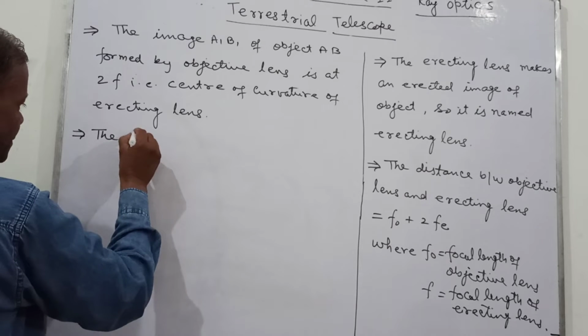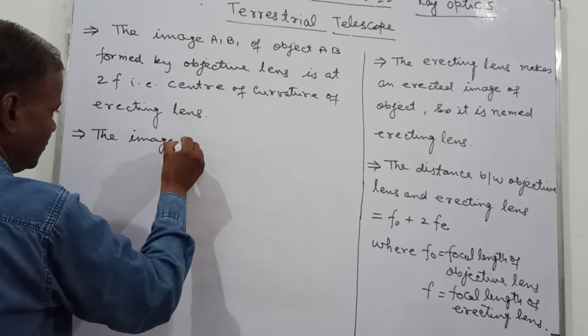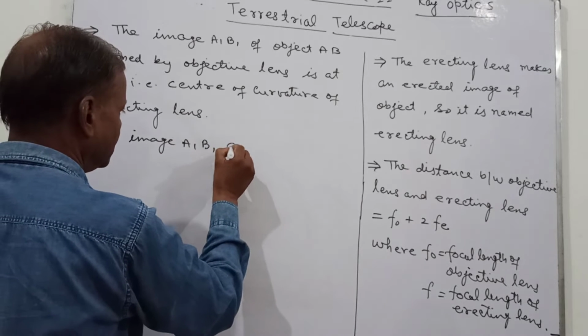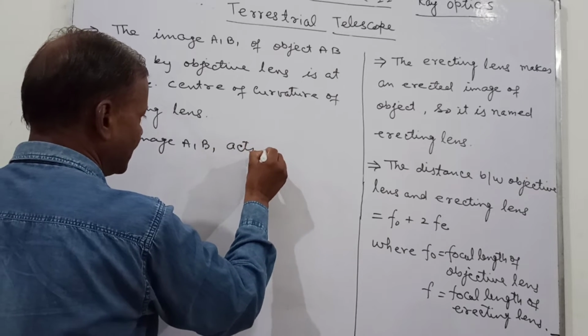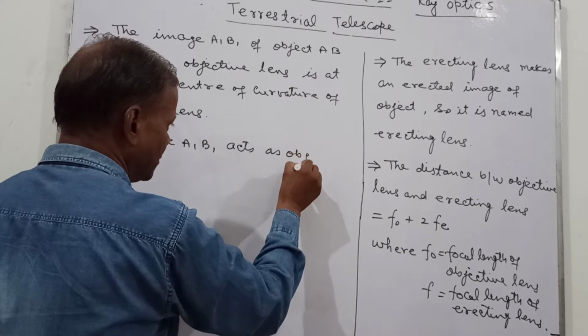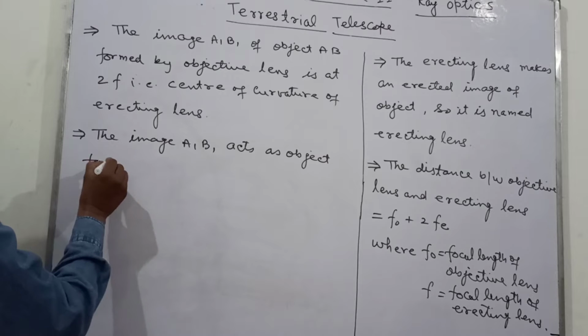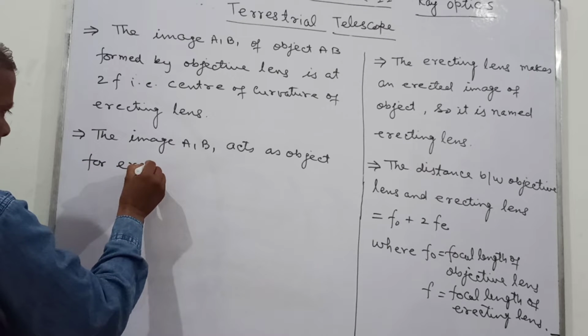The image A1 B1 acts as the object for the erecting lens.